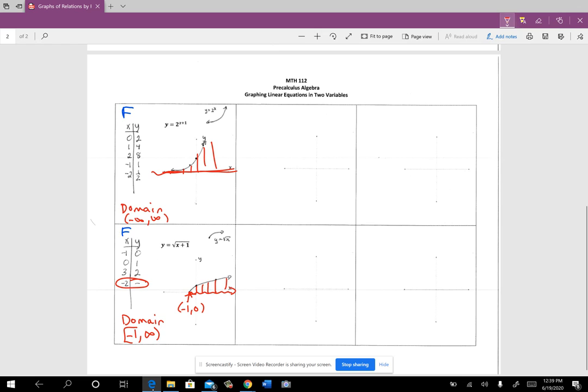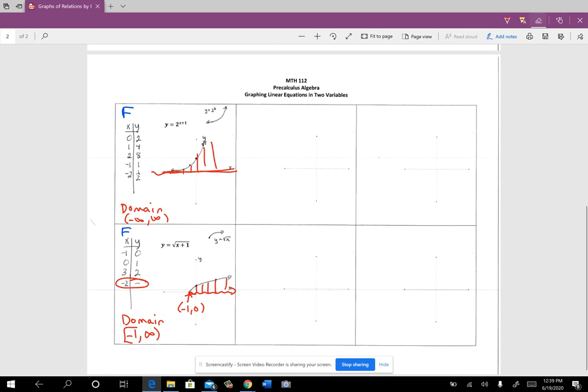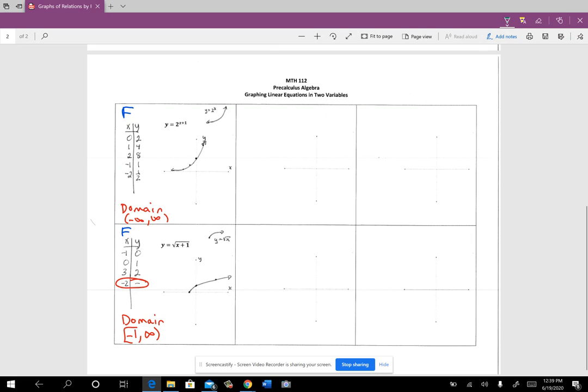Domain, by the way, is the most important thing. I think it's reasonable to expect you to do range, especially if the graph is given to you, but range from an equation can be a bit of a challenge. So let me get ready to do the range on these two, and then we'll move up and do the range on the others. Okay, let me do the range in green.